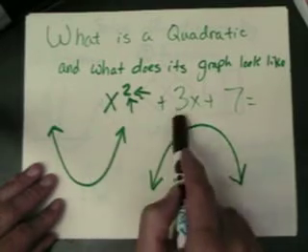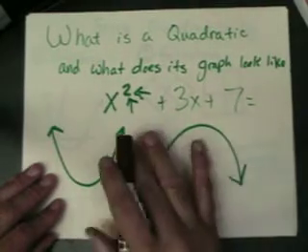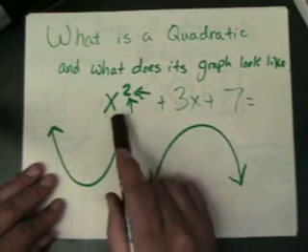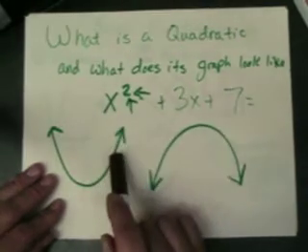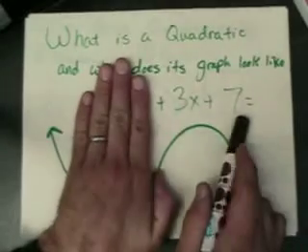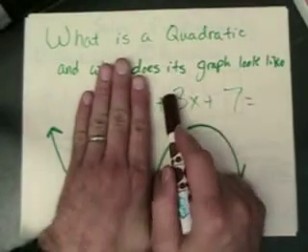So in this one, this is kind of a fairly common looking example of it, x squared plus 3x plus 7. That would be a quadratic because it has a second power. Most linear functions just have the single power of x term.